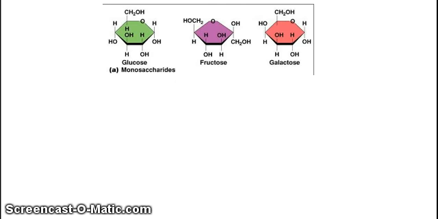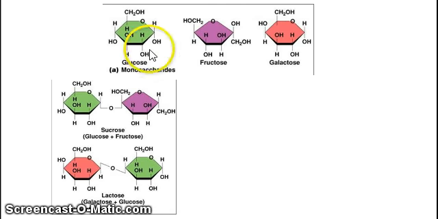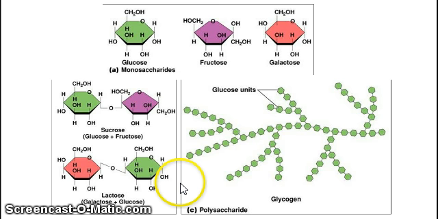So, we can differentiate between monosaccharides and disaccharides simply. A monosaccharide is one sugar, like glucose, fructose, or galactose. A disaccharide is two of these sugars stuck together. On the other side, these polysaccharides, poly indicates many, saccharide again being sugar, are made of many of these monomers, these small subunits stuck together. This is glycogen, one example of a polysaccharide.